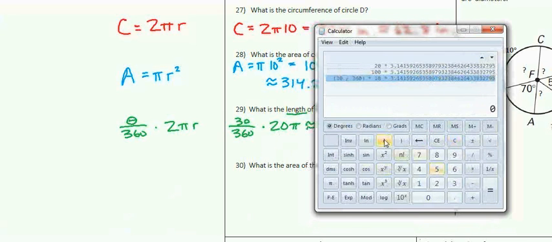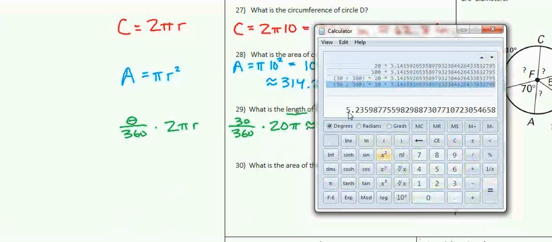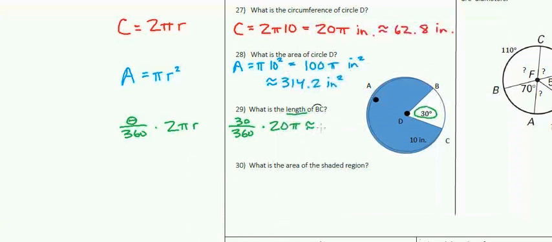Let's take a look. We'll do parenthesis 30 divided by 360, close parenthesis, times 20 times pi equals, our number is 5.23. The 3 means we don't round up, we just trim it off, and our answer to 1 decimal place is 5.2. So the answer to this question is approximately 5.2. Our unit of measure is the same as the circumference. It is in inches. 5.2 inches is the approximate length of arc BC.